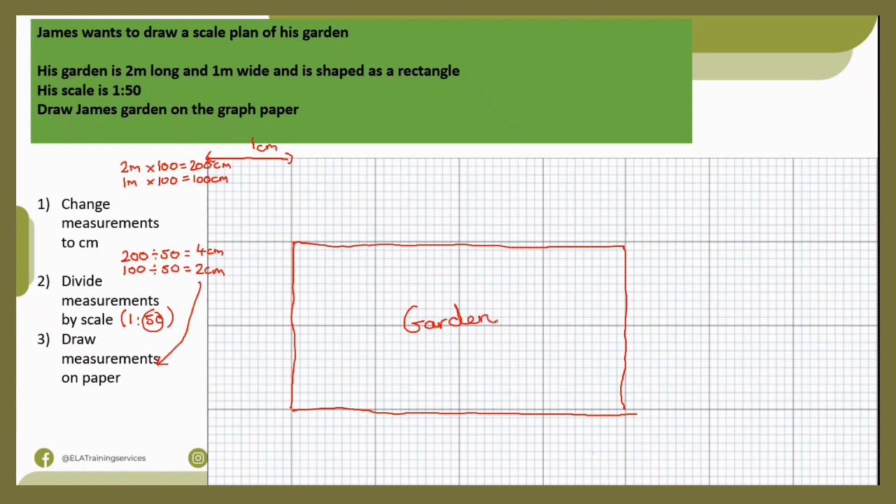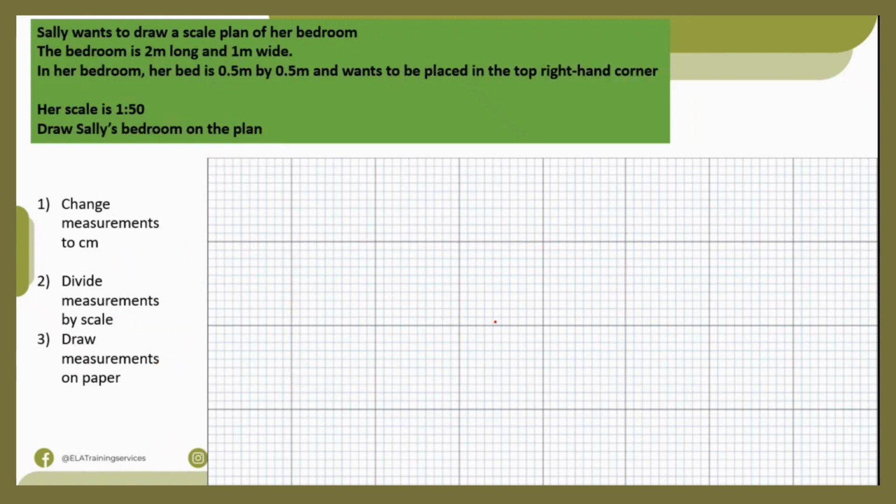Let's have another go at one of those. So a little bit more complicated this time. Sally wants to draw a scale plan of her bedroom. The bedroom is 2 metres long and 1 metre wide, and in her bedroom, her bed is 0.5 by 0.5 metres and wants to be placed in the top right-hand corner. Her scale is 1 to 50. Draw Sally's bedroom on the plan.